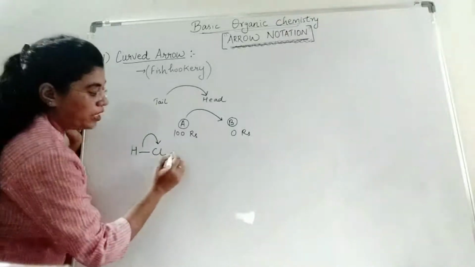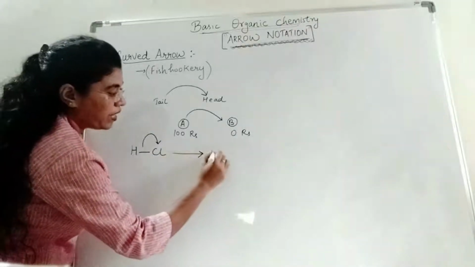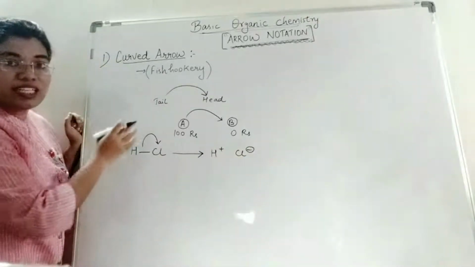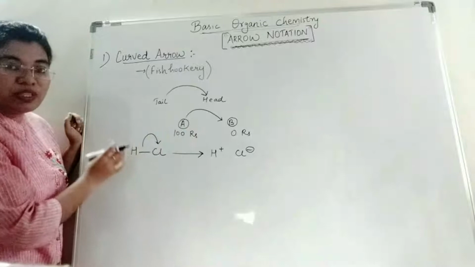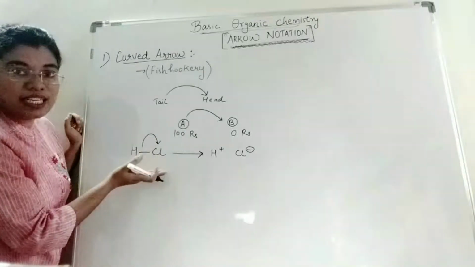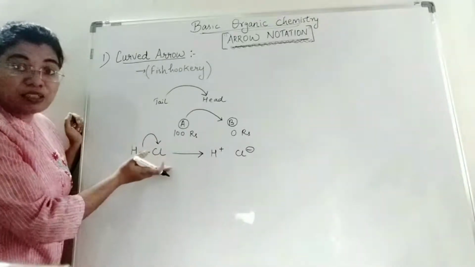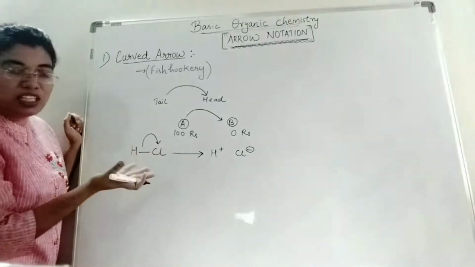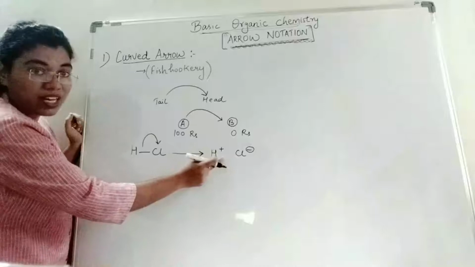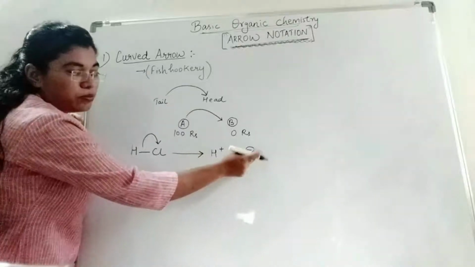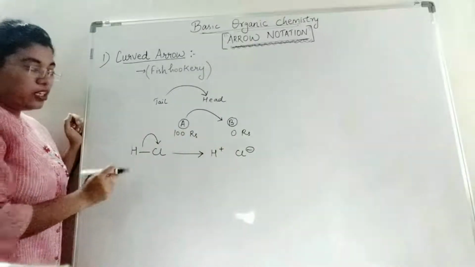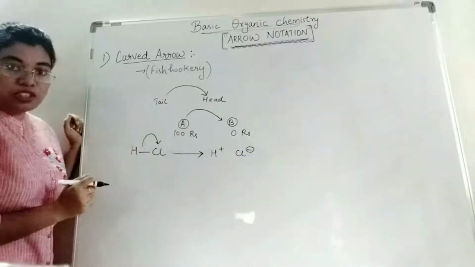So how will you write this reaction? As H+ Cl-, because all the electrons from the bond are being transferred towards the Cl atom. So now the Cl atom is having more electrons and the H atom doesn't have any electrons, so we have shown H+ and Cl- because all the electrons are collected over the Cl atom. So this is the arrow notation.